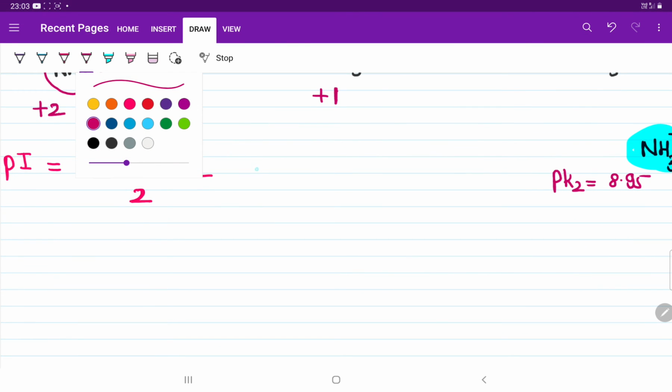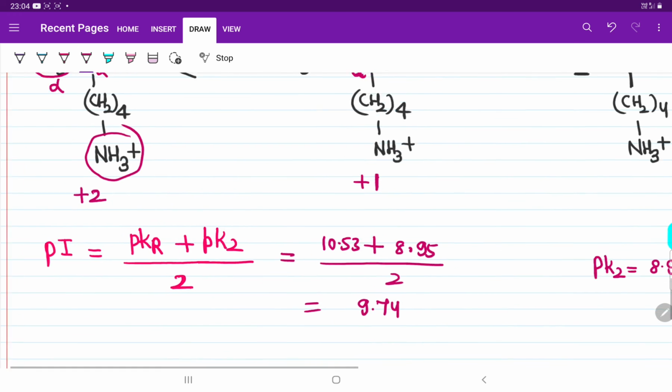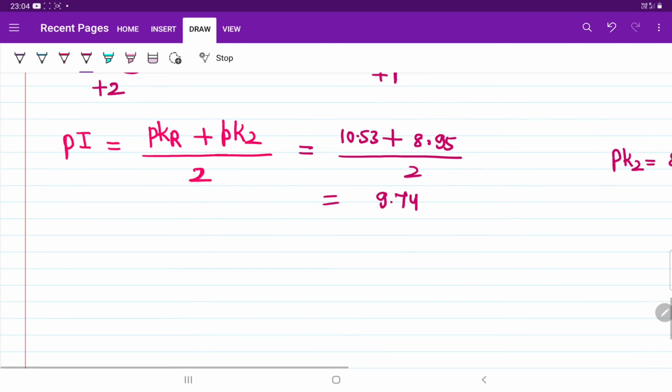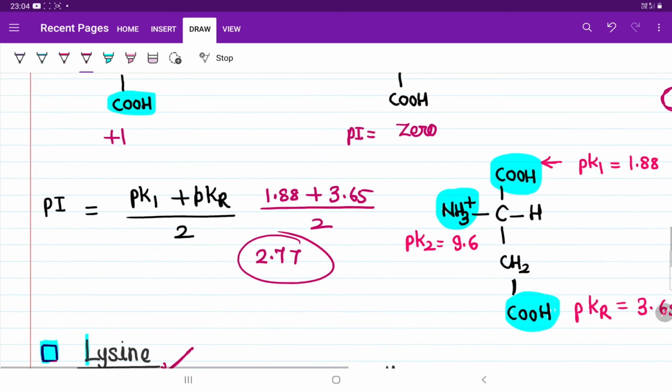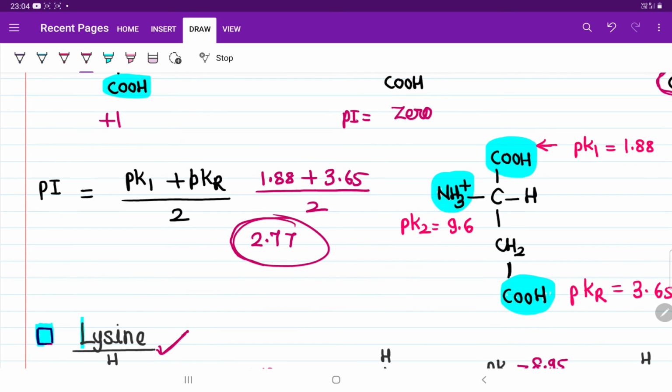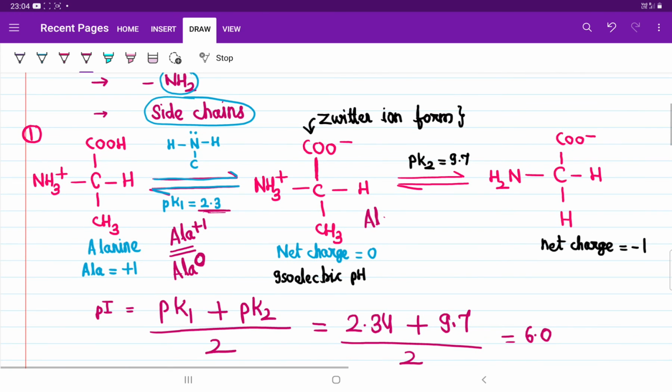So for a basic amino acid, we have the formula: pKr plus pK2 by 2. You calculate it please. 10.53 plus 8.95 by 2, it will come nearby 9.74. Yes, 9.74. So our lysine is a basic amino acid. You see, its isoelectric pH is basic. Our aspartic acid is an acidic amino acid. Its isoelectric pH is acidic, right? And this is about glycine and this is about our alanine amino acid.